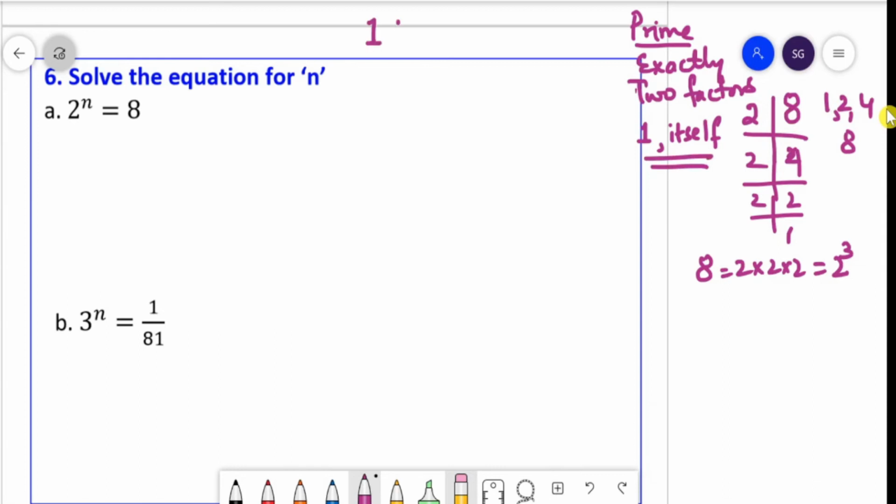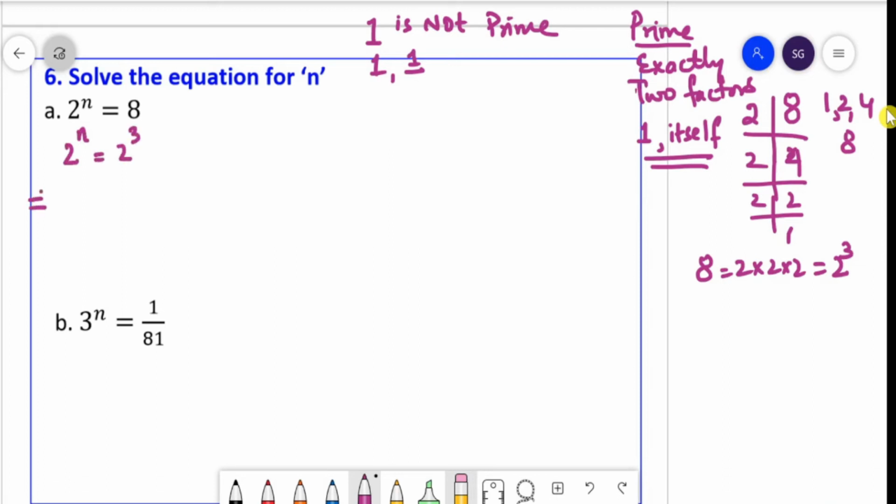Also, 1 is not a prime number, because by definition it should have 1 and itself. So it doesn't have exactly two divisors, it has just one factor. So 1 is not a prime number. So prime factorization of these non-primes, in this case we prime factorized 8, and we can express 8 as 2 to the power 3. So 2 power n on the left side and 2 power 3 on the right side.